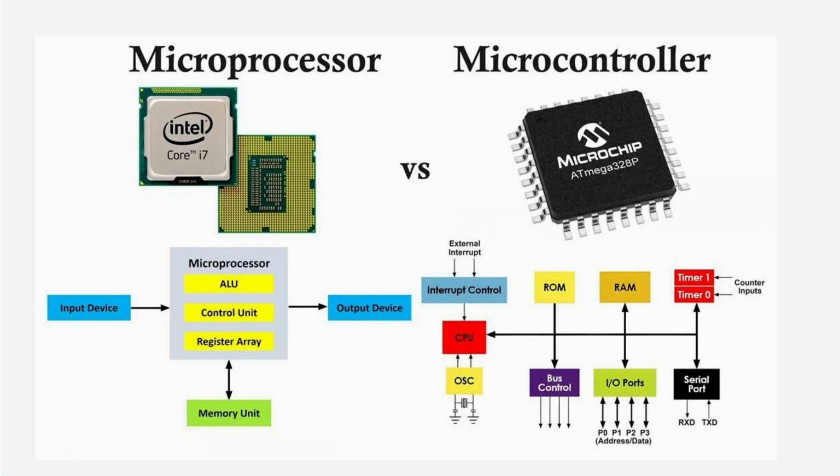Now, let's look into microprocessor versus microcontroller. A microprocessor is just the CPU used in general purpose systems like laptops or desktops. It needs external components like RAM, ROM, and input output ports to work. A microcontroller, on the other hand, is a complete system on a chip. It has a CPU, memory, and peripherals all built in, ideal for embedded systems like washing machines. So, in simple terms, a microprocessor is a powerful brain that needs help from other chips. A microcontroller is a self-sufficient mini computer for specific tasks.